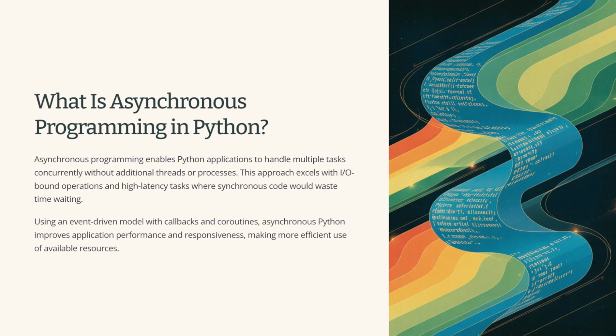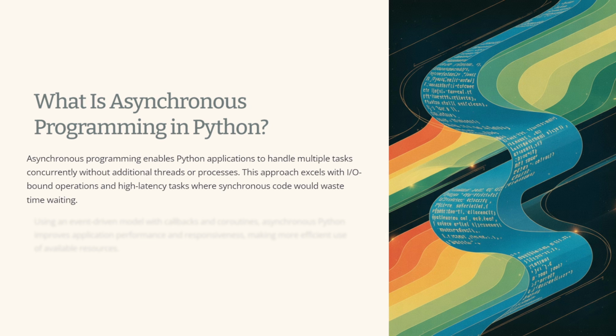In this video, we are going to look exactly at what asynchronous programming in Python is. Asynchronous programming enables Python applications to handle multiple tasks concurrently without additional threads or processes. This approach excels with input-output bound operations and high latency tasks where synchronous code would waste time waiting.